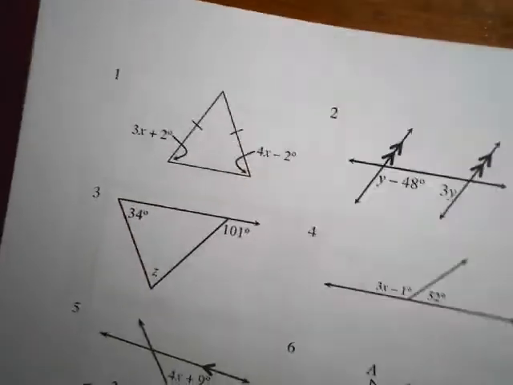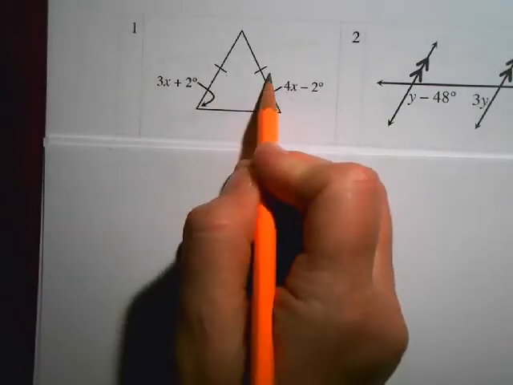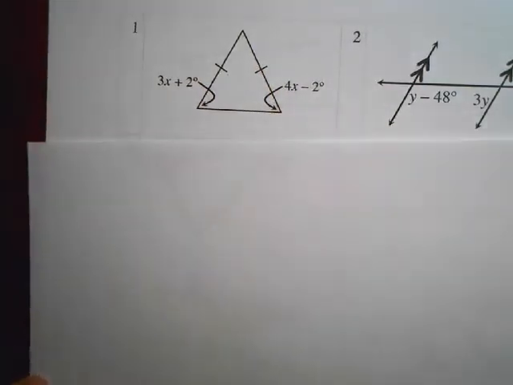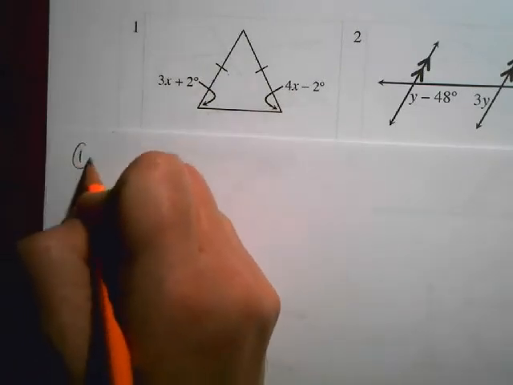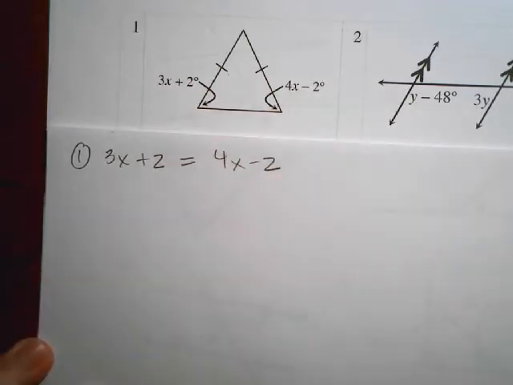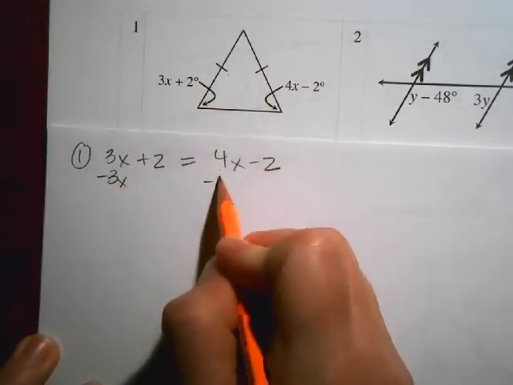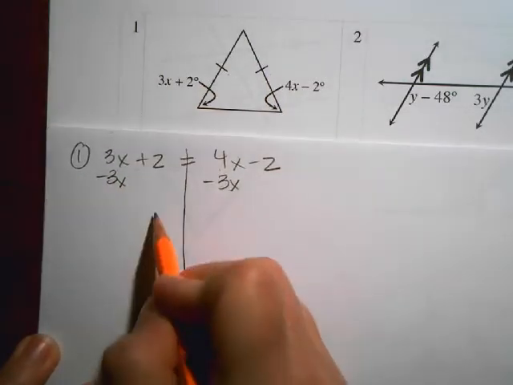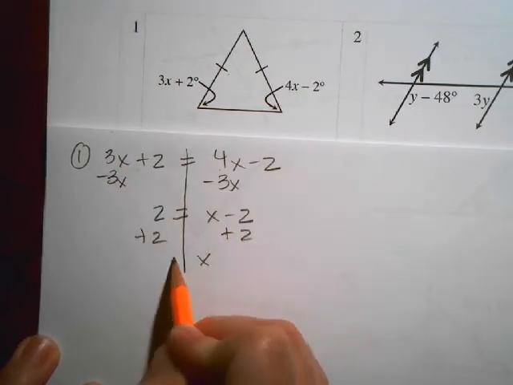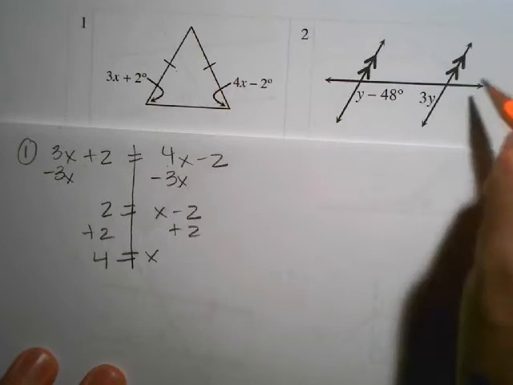Okay, so looking at number 1, I have an isosceles triangle. The base angles in an isosceles triangle are congruent, so I know that 3x plus 2 equals 4x minus 2. X is on both sides. Let's get rid of the smaller one. So x equals 4.